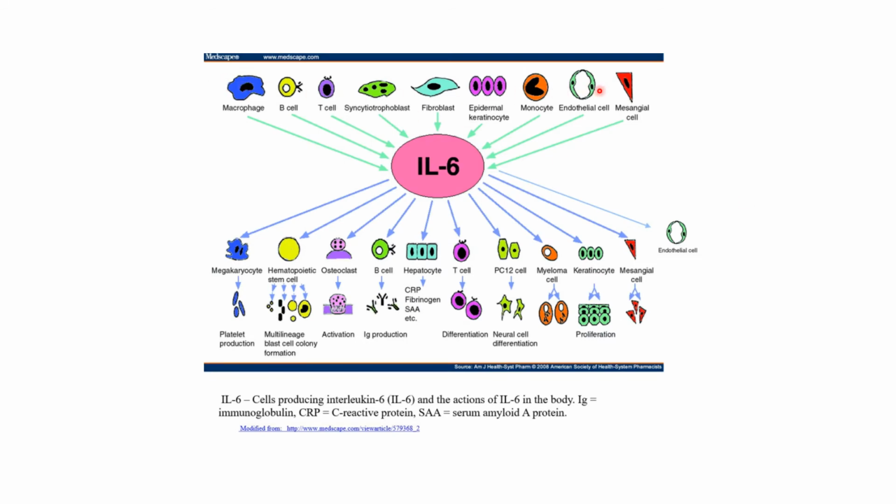Here there are lots of cells that produce IL-6. I would guess there's more. And then IL-6 acts on lots of cells. Again, I would guess probably more. Look at this. B cells produce IL-6. IL-6 acts on B cells. Endothelial cells produce IL-6. IL-6 acts on endothelial cells. We'll be talking a bit more about this.